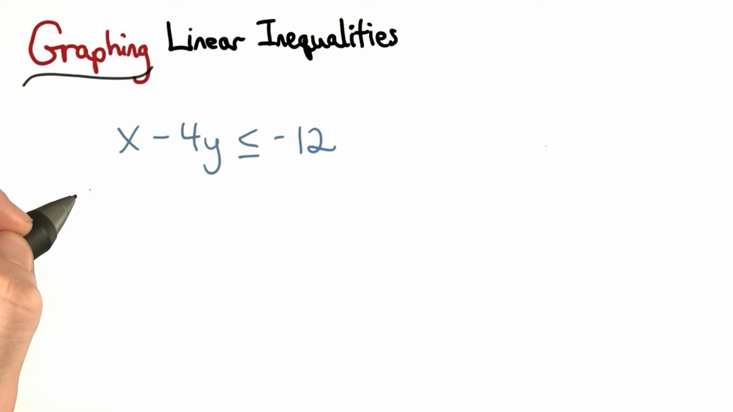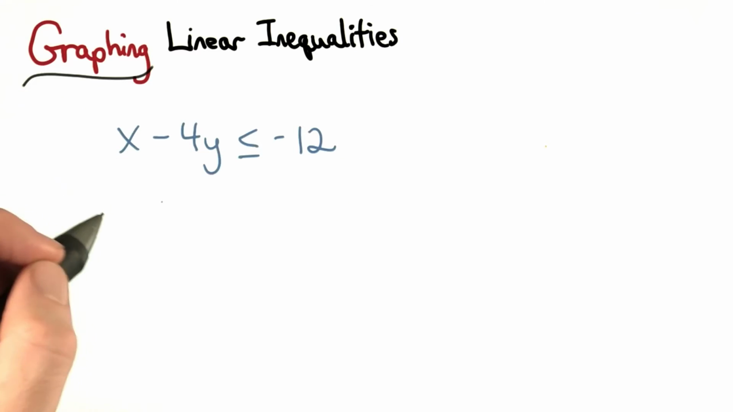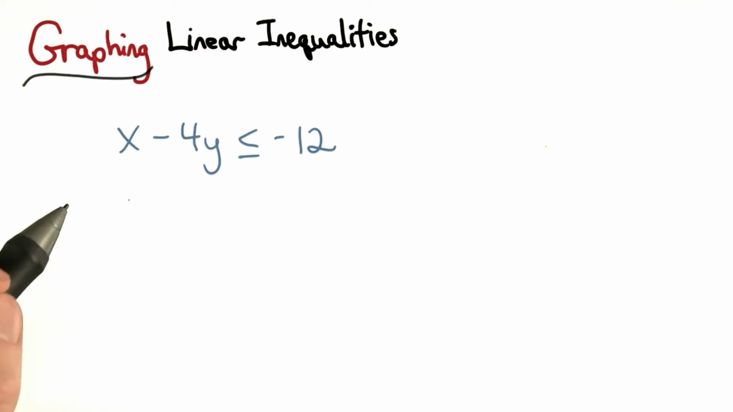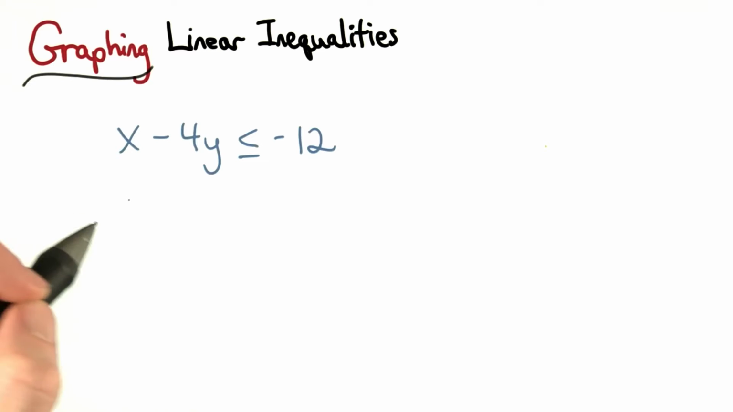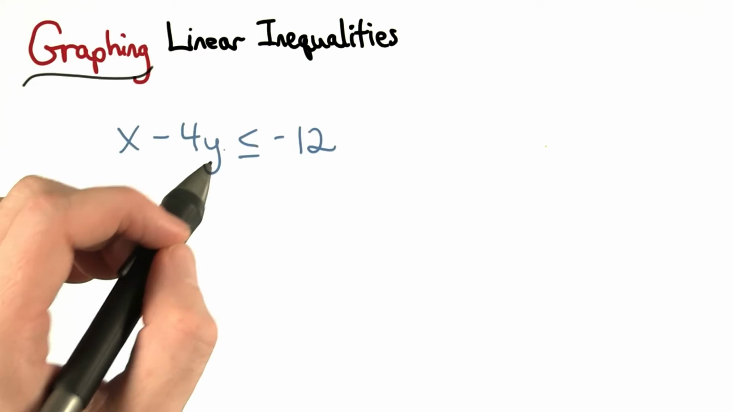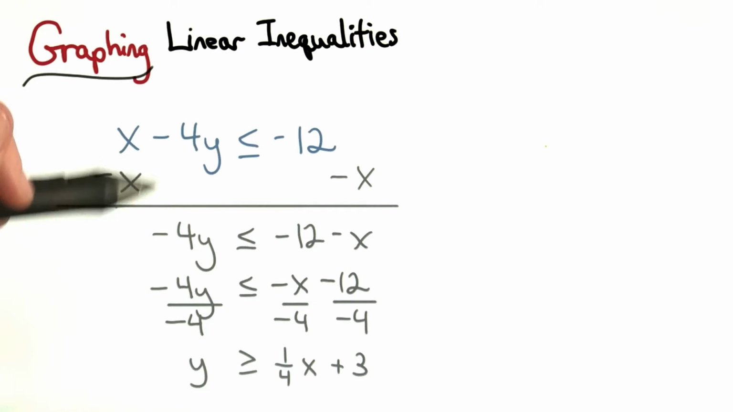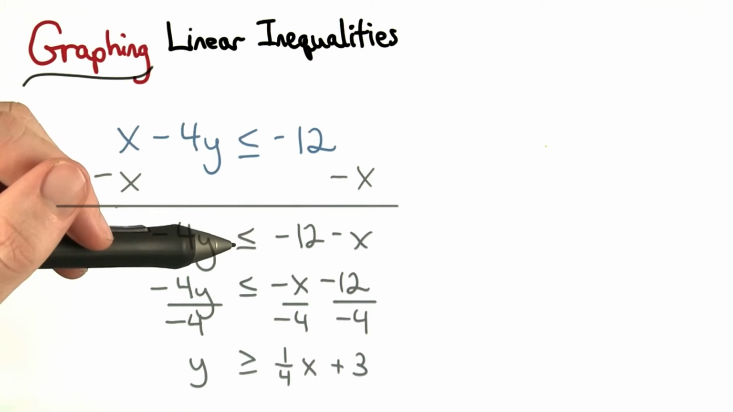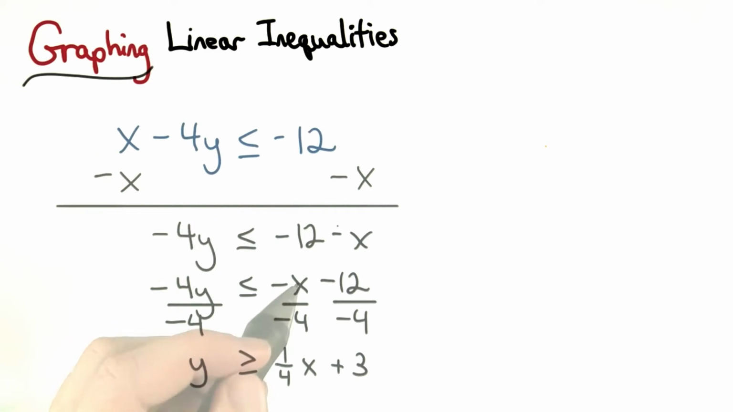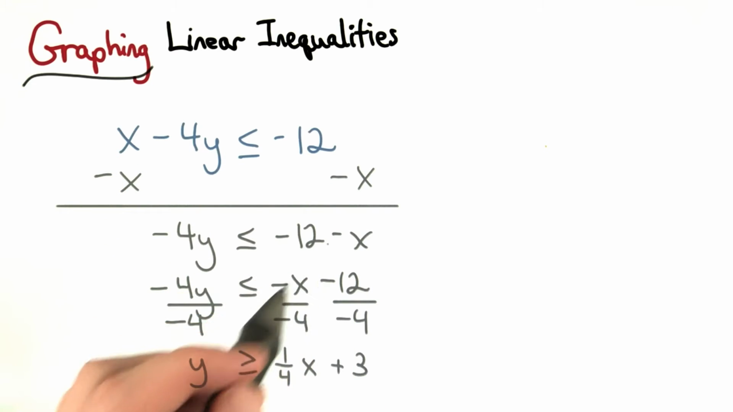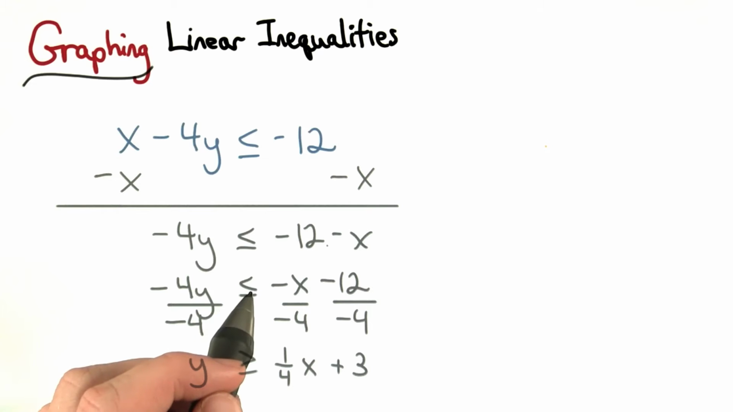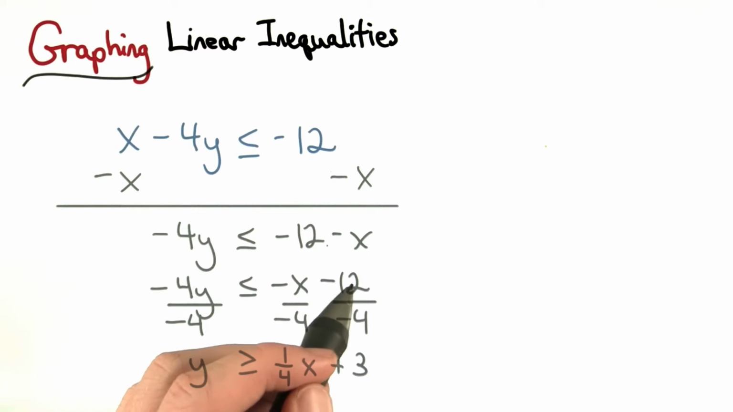Sometimes we might run into inequalities that are not in slope-intercept form. We can handle these inequalities much like we did linear equations. We can try and solve this inequality for y. First, I subtract x from both sides to get negative 4y is less than or equal to negative 12 minus x. I'm going to rearrange the terms here. So I'll have negative 4y less than or equal to negative x minus 12.